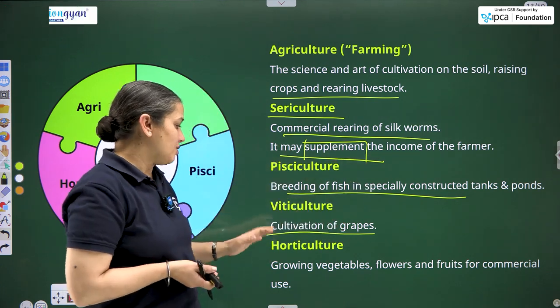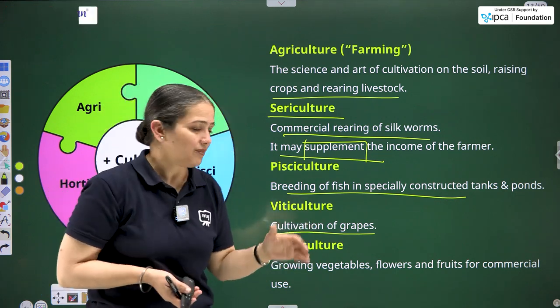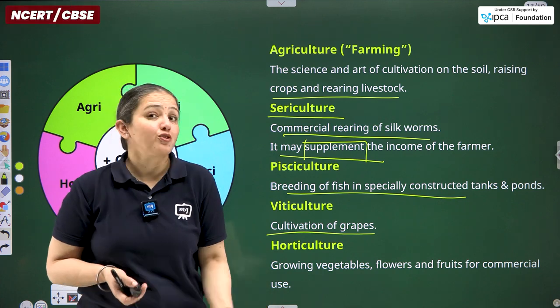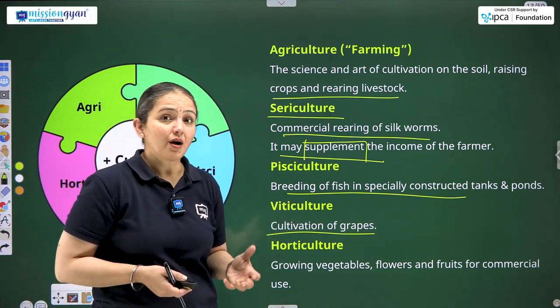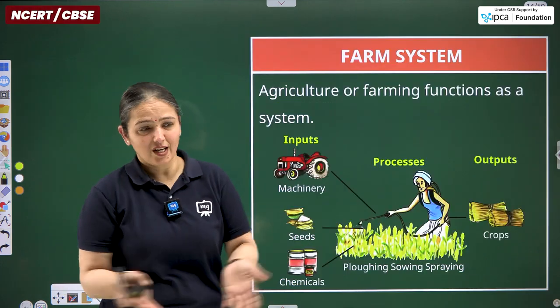Within horticulture, it is particularly the growing or cultivation of vegetables, flowers, and fruits for commercial purposes. Of course, not for one's own consumption, because horticulture is a type of farming. It is done on a good scale. I won't say large scale, but on a good scale.